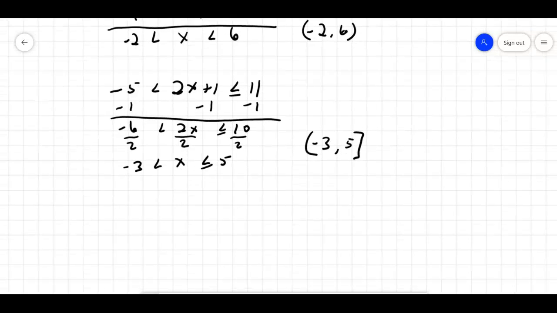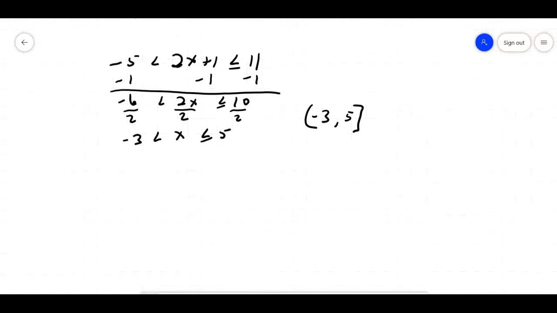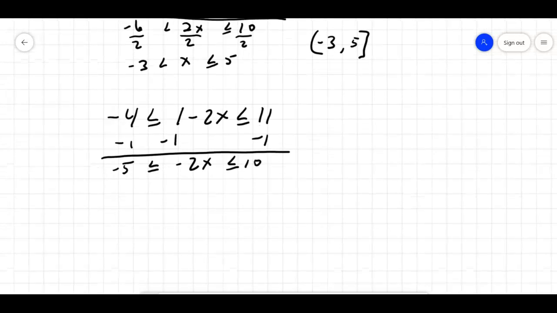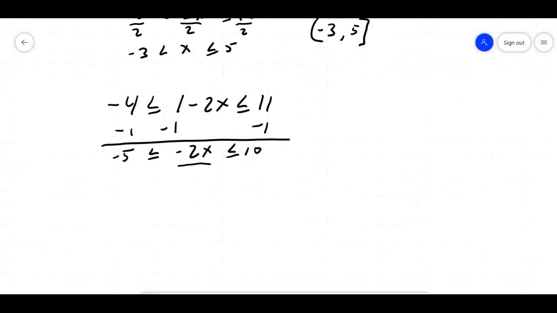Okay, so let's say 1 minus 2x and 11. All right, so I'm going to go minus 1 to all three parts. So this is now negative 5. This is negative 2x. And this is 10. Now the next thing is you have to divide by negative 2. And remember what that's going to do. That's actually going to switch all of your signs.